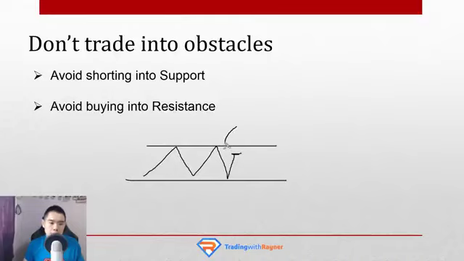Because there is an obstacle coming in your way, which is this area of resistance. If you buy over here, the market could possibly just go up a little bit in your favor and then boom, collapse back lower, back towards this area of support. Okay, so same thing for shorting, right?